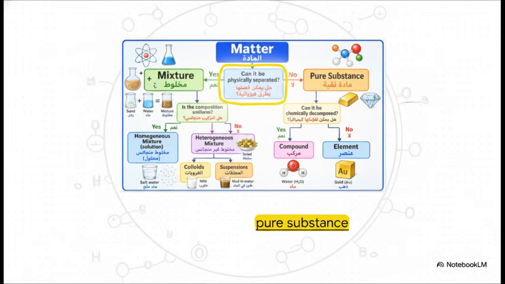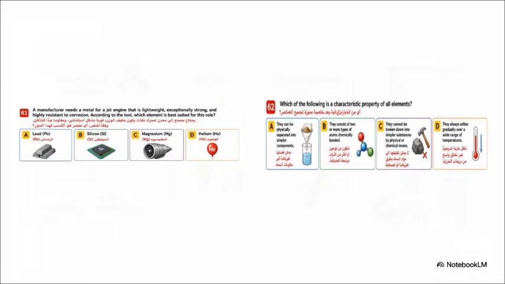Think of pure elements like gold, or compounds like pure water. But if you can physically separate it, like stirring sand into a glass of water, then you're looking at a mixture, a machlot. Keep this map in the back of your mind as we go. Let's look at a real-world scenario from the text to ground this.